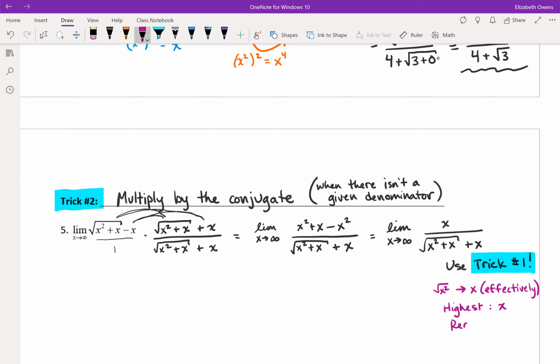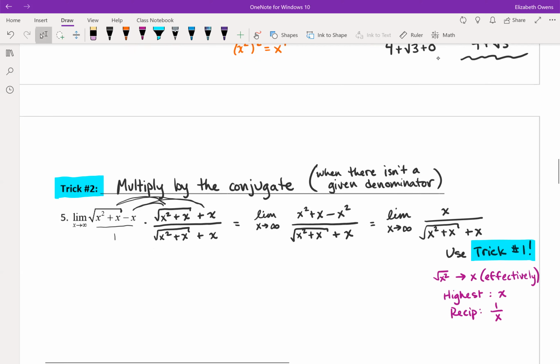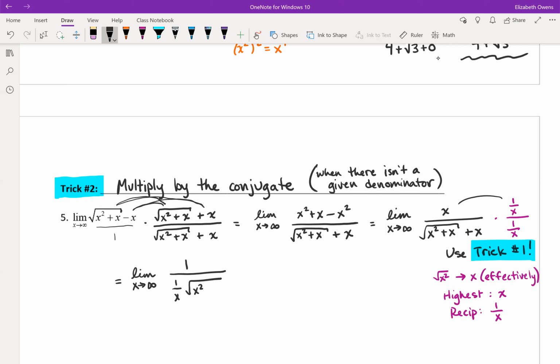And so the reciprocal of that is 1 over x. That's what we're going to multiply by, so times 1 over x in the numerator and denominator. Now we have the limit as x approaches infinity, a little distribution there, just 1 on top, and then 1 over x times our square root in the denominator, and distribute here, that would be a plus 1 outside.